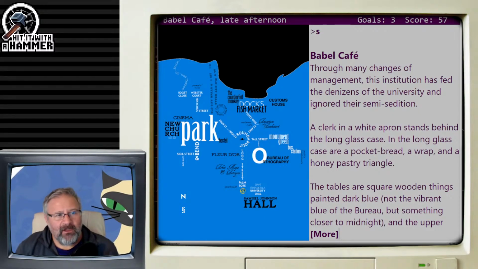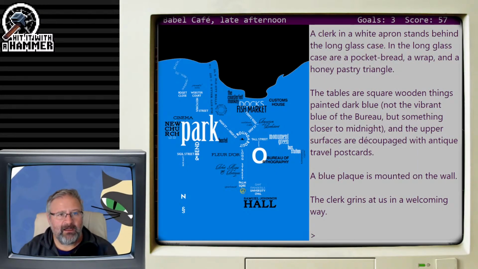Babel Cafe. Through many changes of management, this institution has fed the denizens of the university and ignored their semi-sedition. A clerk in a white apron stands behind the long glass case. In the long glass case are a pocket bread, a wrap, and a honey pastry triangle. The tables are square wooden things painted dark blue, not the vibrant blue of the bureau, but something closer to midnight. And the upper surfaces are decoupaged with antique travel postcards. A blue plaque is mounted on the wall. The clerk grins at us in a welcoming way.